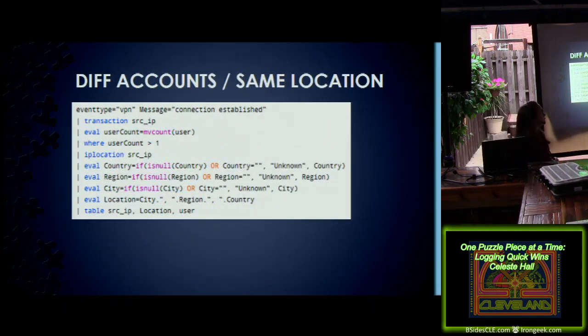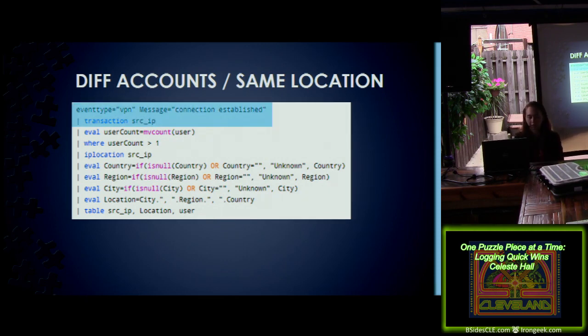So this is sort of the inverse of the previous search. Instead of one user being accessed from multiple locations, you have multiple users being accessed from the same location. So of course this could be employees collaborating off-site. This could be a husband and wife logging in from the same location. But it's still worth checking out if you start seeing one IP address accessing 30, 50, 100 of your accounts. It's a big indicator that there's been a massive compromise.